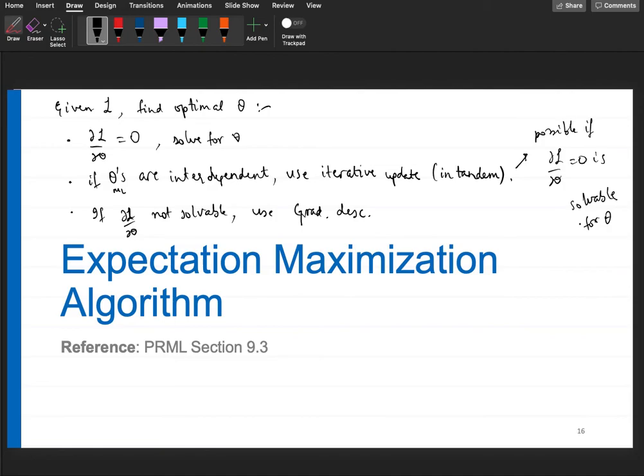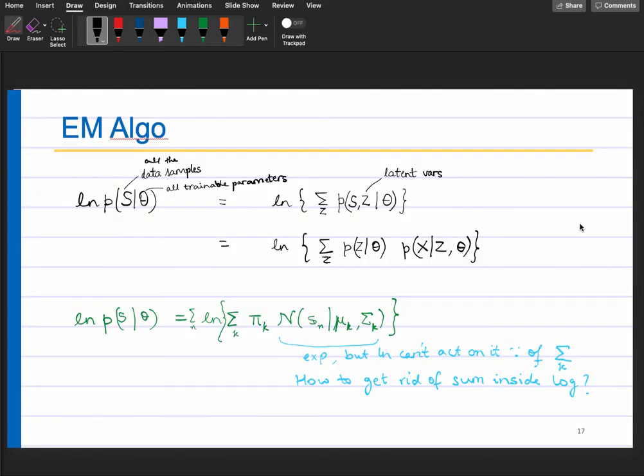Okay, then there is an intermediate approach where you cannot solve perfectly, meaning very easily, and you do not want to use gradient descent because gradient descent is inefficient. All of you know that it is inefficient, and if the loss function has some structure, we can do better. So that is why we go for an intermediate approach, which works very well for latent variable models. It's called the expectation maximization algorithm, or EM algorithm in short. So what is the EM algorithm? This is what it does.